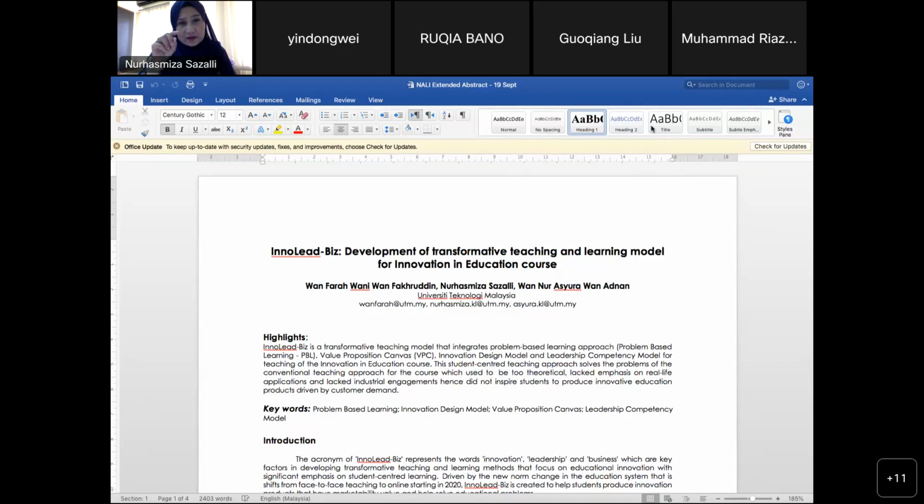And then the authors would like to show how this product, which is actually a learning model, is being developed. This learning model is a transformative teaching and learning model. So for this specific course, you have to expect a specific way of how these researchers develop this model, which can be seen in the methodology.